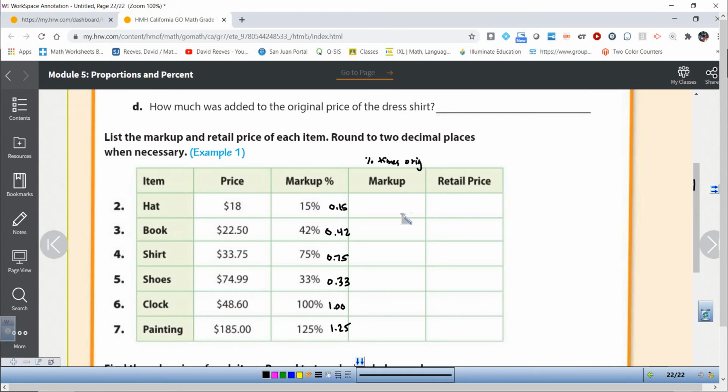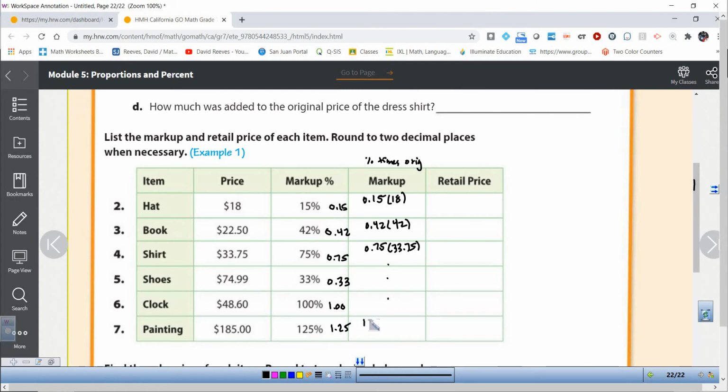All right, now the original price. The markup here is going to be the percent times the original, okay? The percent times the original. So it's going to be 0.15 times 18. This one here is going to be 0.42 times 42. This one's going to be 0.75 times 33.75, and so on. I'm not going to keep going down because the process is the same every time.